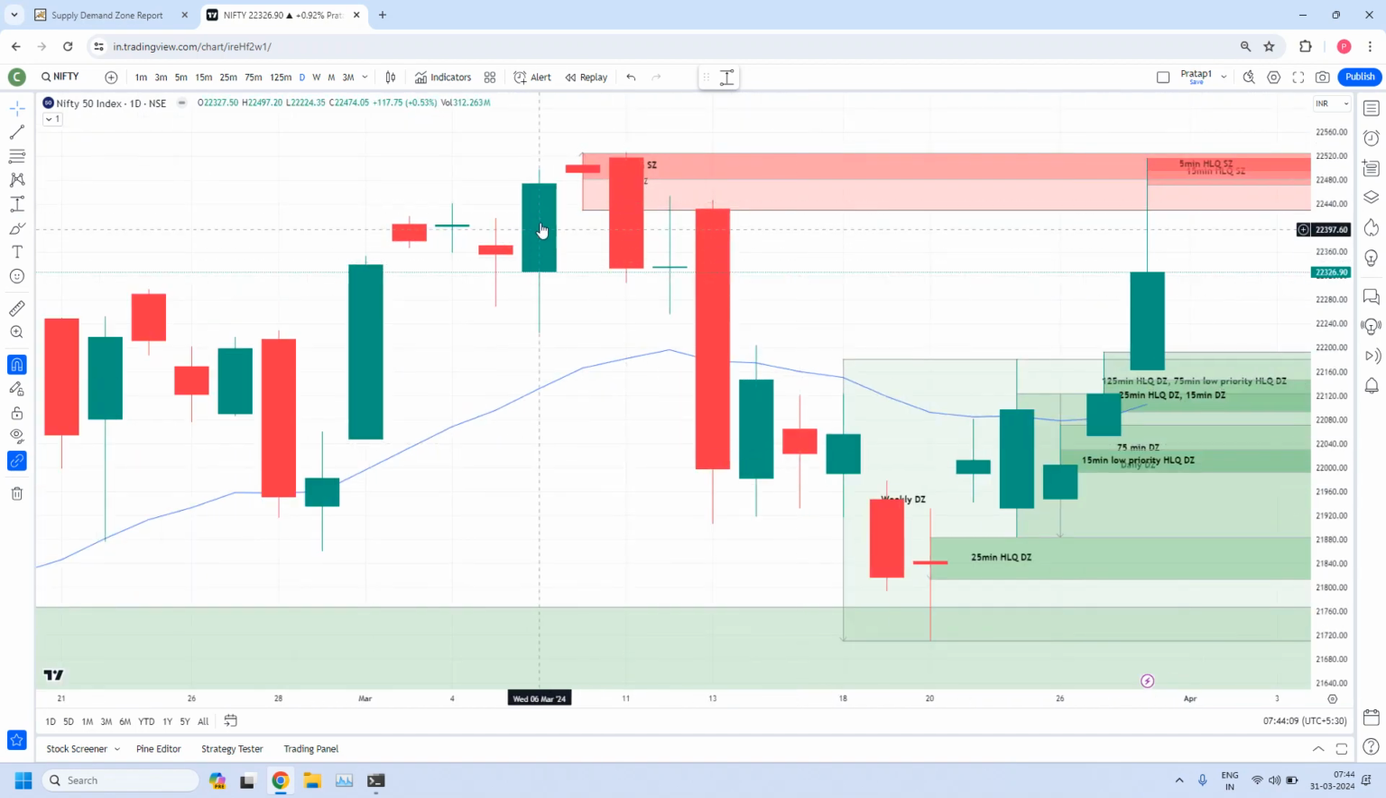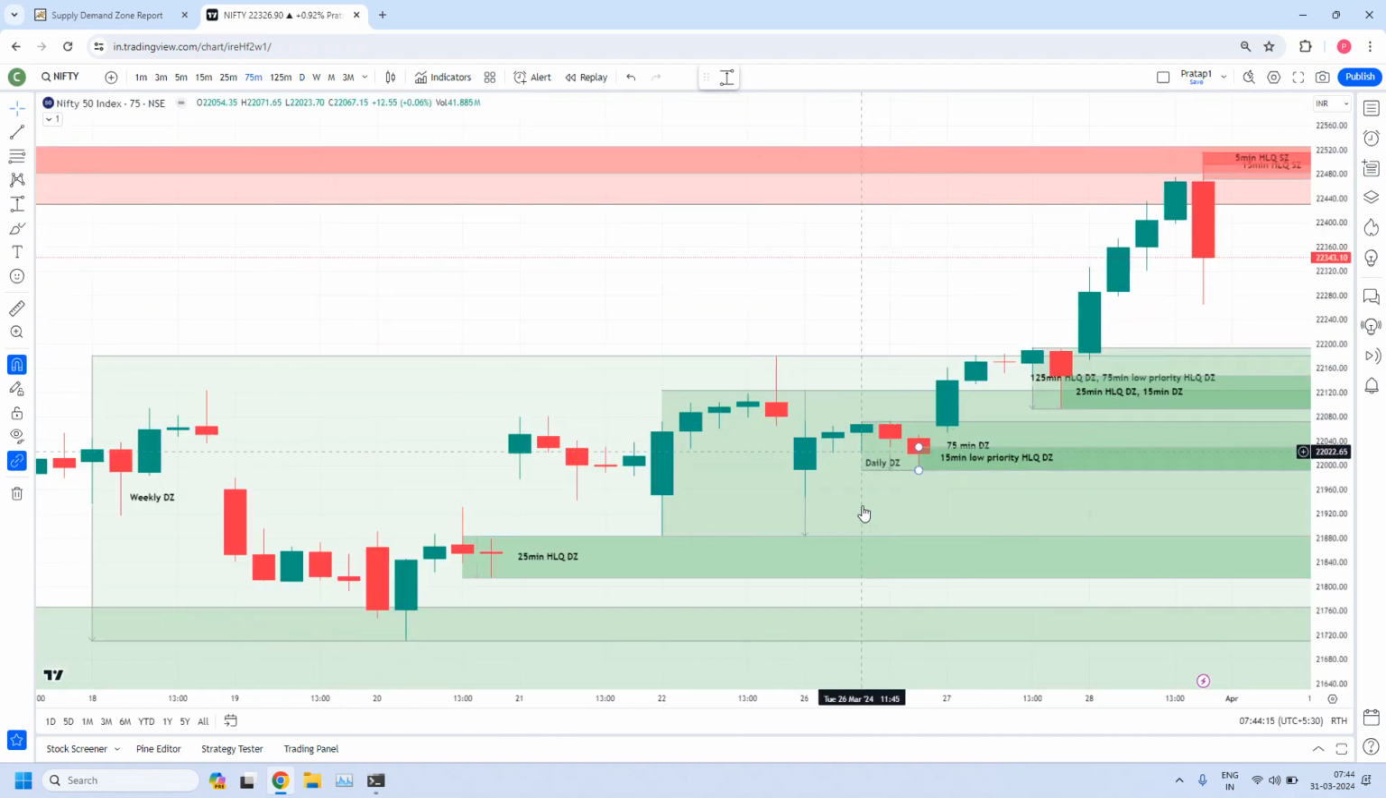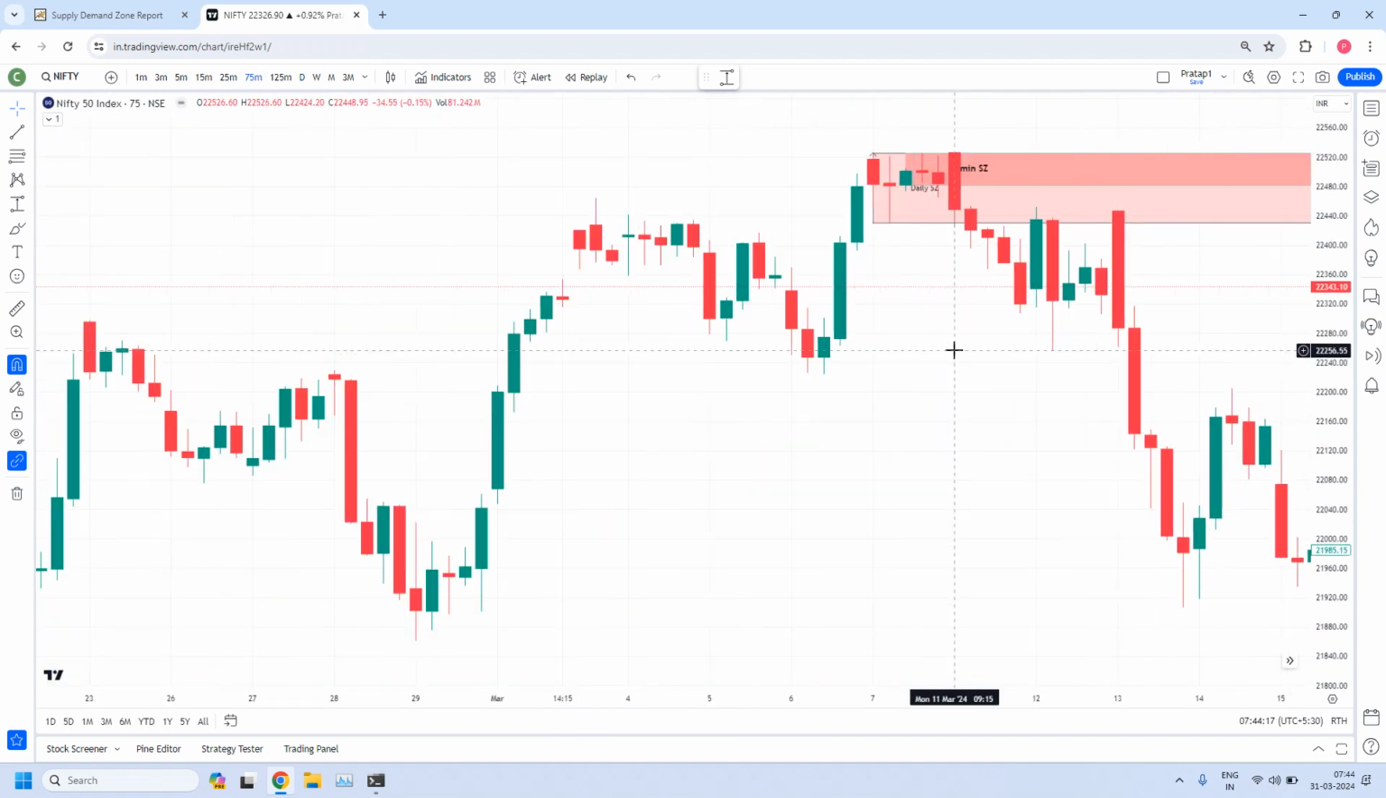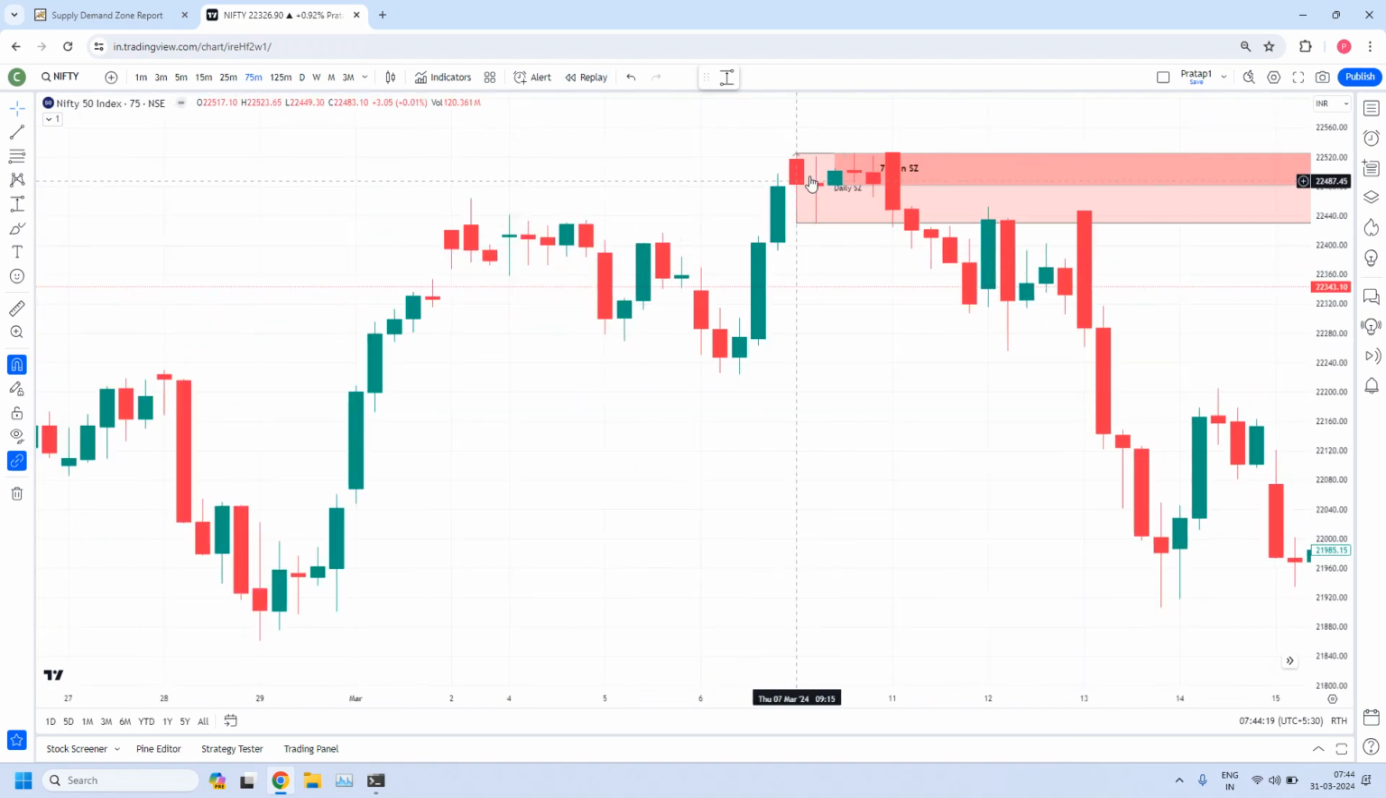In a daily time frame, you identify a zone: rally, base, drop. Inside the daily time frame, you should identify a 75-minute zone. See here, you have a 75-minute zone. This I am considering as an ERC candle, as a leg-in. You have 1, 2, 3 base candles, and again you have a drop candle. So this is a 75-minute supply zone.